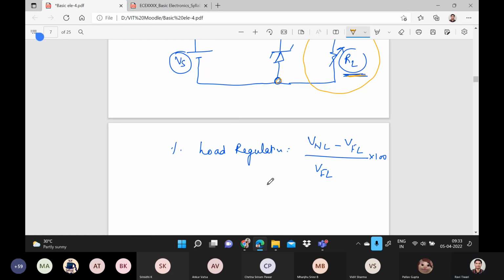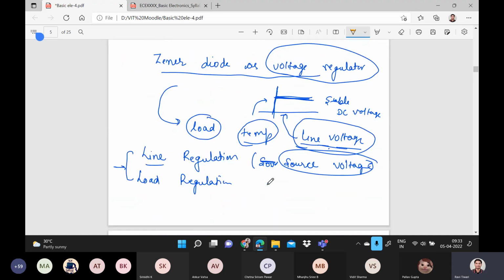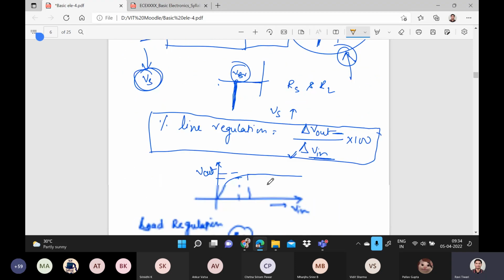So this is the way to know that this Zener diode can work as a voltage regulator. Voltage regulator means you will get a constant DC output even if you are changing the line voltage or also the load. Right. So this is about the Zener diode. Okay, so just an overview that we have seen.